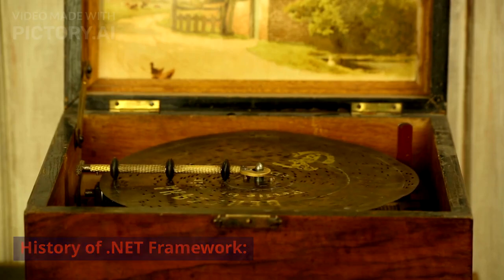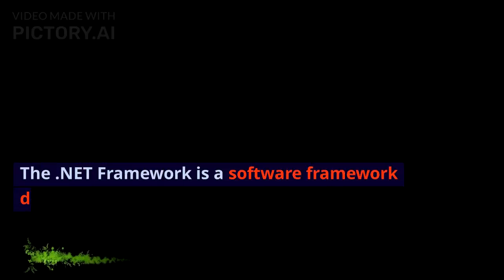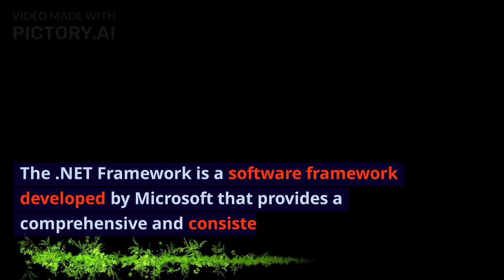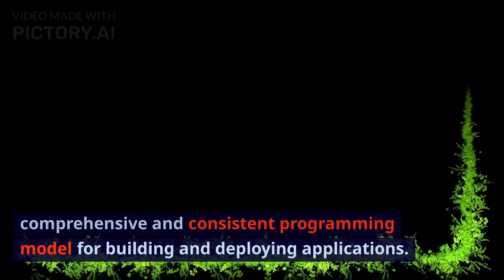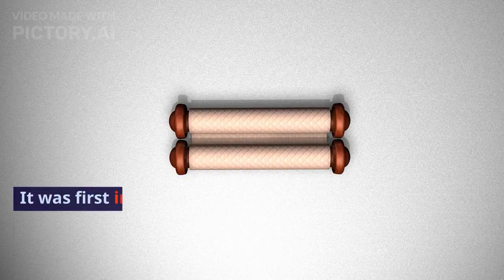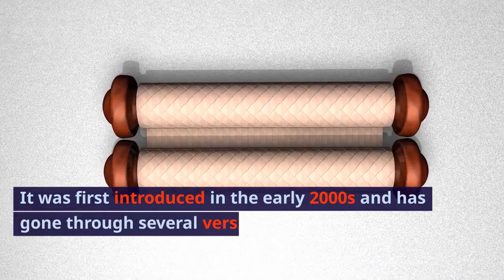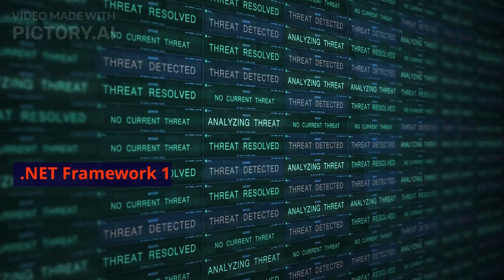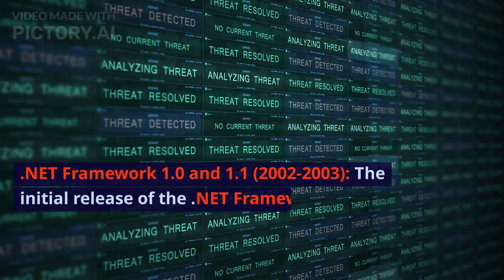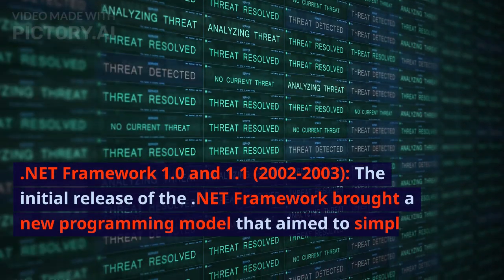History of .NET Framework. The .NET Framework is a software framework developed by Microsoft that provides a comprehensive and consistent programming model for building and deploying applications. It was first introduced in the early 2000s and has gone through several versions and updates over the years. .NET Framework 1.0 and 1.1, 2002, 2003.